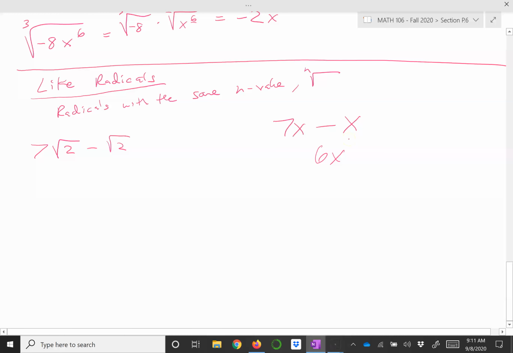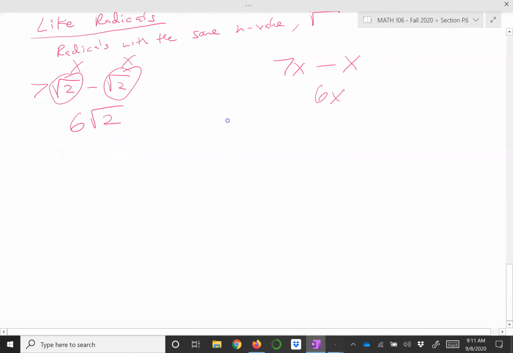When you have a like radical, pretend that they're just variables, as long as they're the same. So my answer for 7 square root of 2 minus square root of 2 is going to be 6 square root of 2. Just pretend the like radical is a variable. Okay? Very easy, I think. I just pretend they're like radicals.